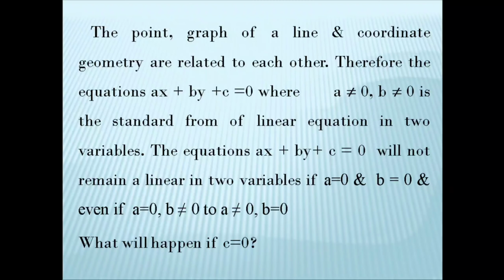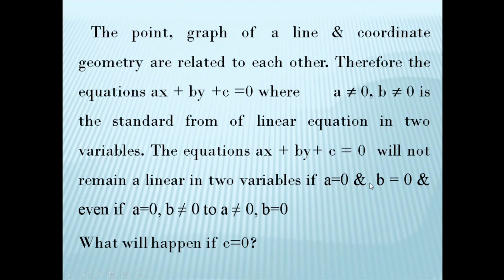The graph of a line and coordinate geometry are related to each other. Therefore, the equation ax plus by plus c is equal to 0, where the value of a is not equal to 0 and value of b is not equal to 0, is the standard form of linear equation in two variable.